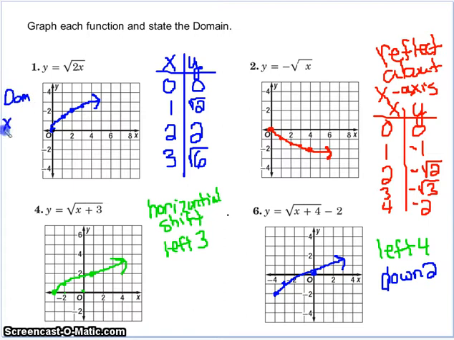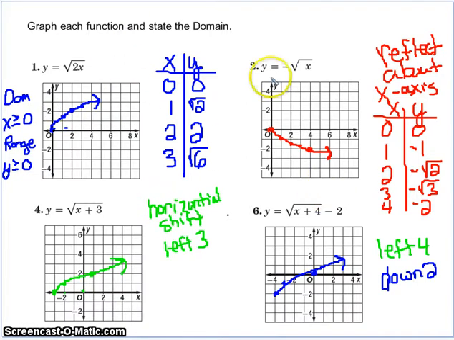x is still going to be greater than or equal to 0 because we're not going any further left than 0. And our range is not going to change because we're going up. We're still going up. We're still in quadrant 1. So y is going to be greater than or equal to 0. If you notice, in quadrant 1, x is greater than 0 and y is greater than 0. We're only using this part of the x-axis and this part of the y-axis, the positive part.